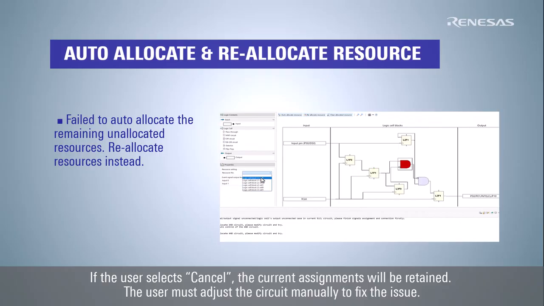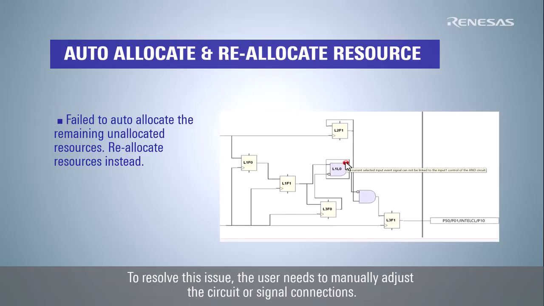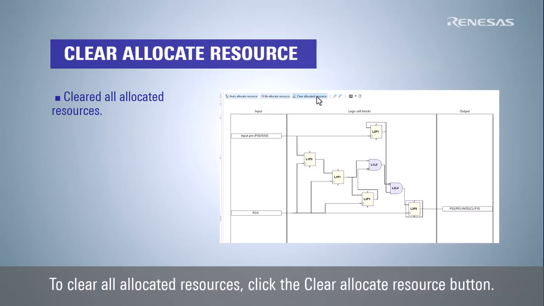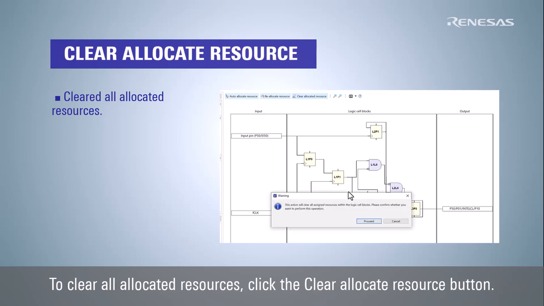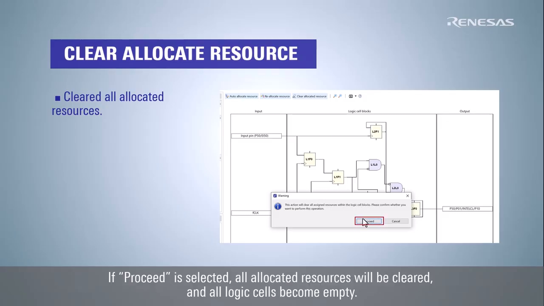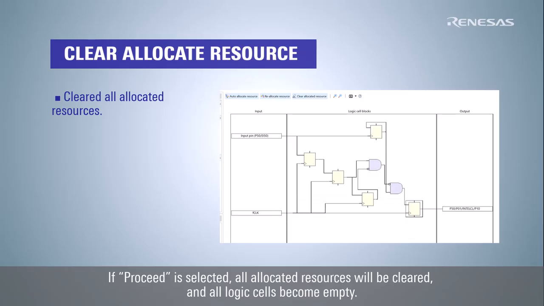If no suitable resources can be assigned to a logic cell, that logic cell will be highlighted in red to indicate an error. To resolve this issue, the user needs to manually adjust the circuit or signal connections. To clear all allocated resources, click the Clear Allocate Resource button. A confirmation dialog will appear, asking the user whether they want to clear resource assignments for all logic cells. If Proceed is selected, all allocated resources will be cleared, and all logic cells become empty.